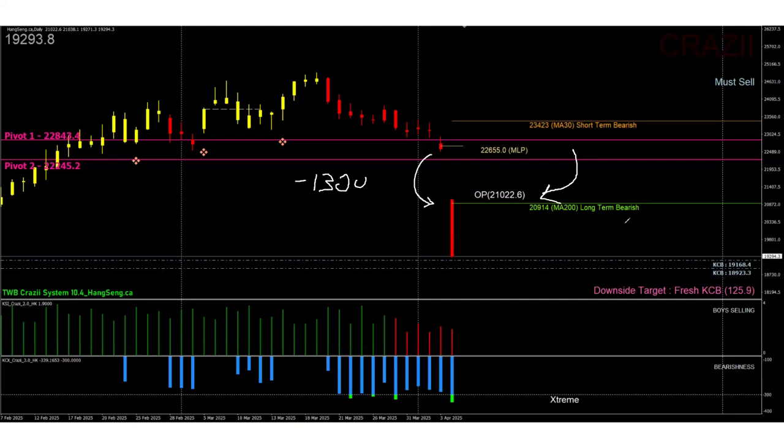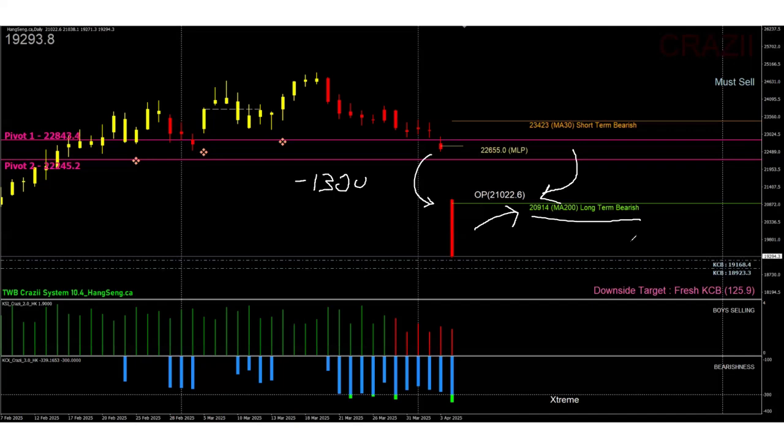But yet there was an MA200 over there at 20,914. So in a live incident, a student of mine asked, Cal, if the market can stay above 20,914, will the market rebound? So I shared this with her. I said, look, the market gapped down already, right? A lot, right? 1,300 points oversold, right? And there's an MA200 there.